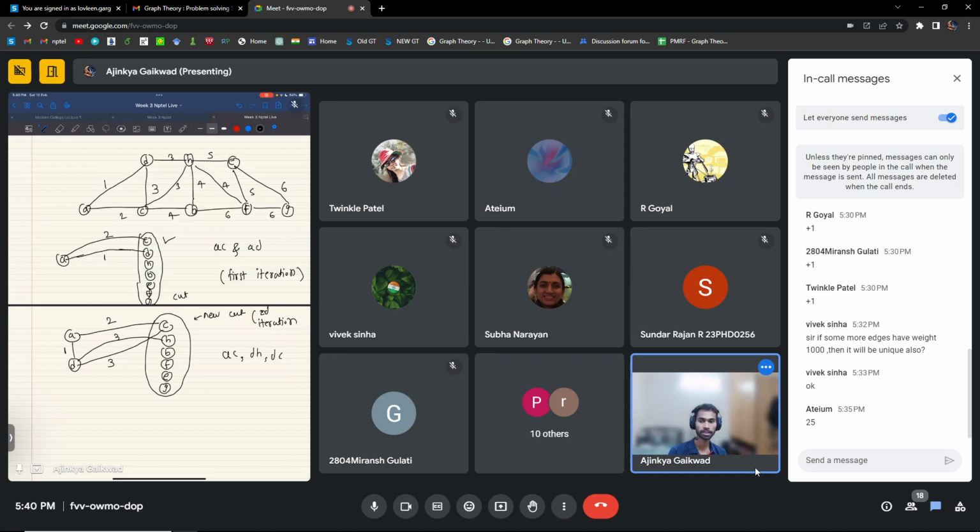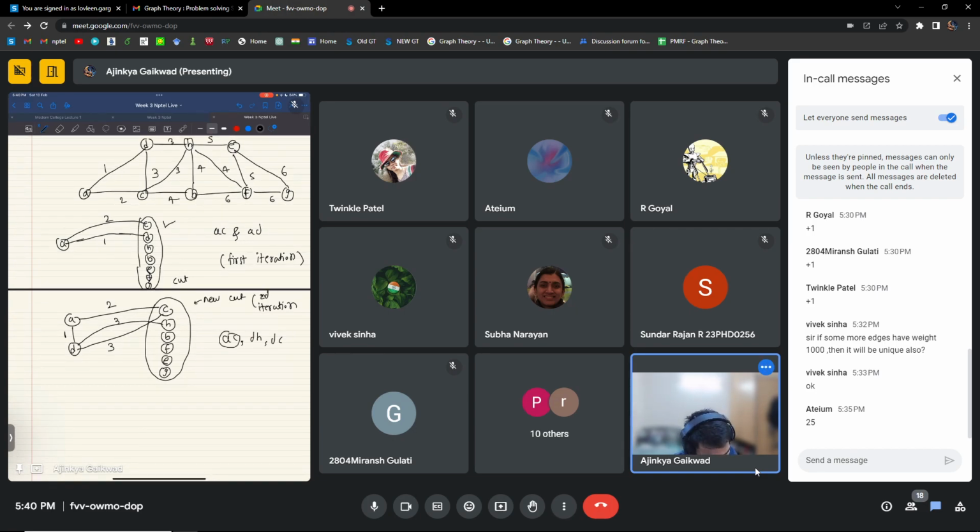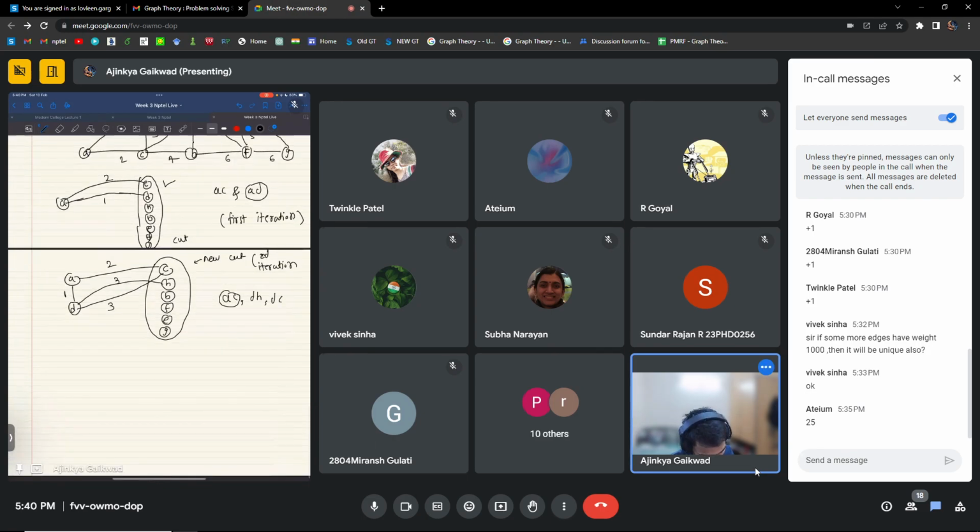Again, Prim's algorithm says to pick the one with minimum weight. Here the edge with minimum weight is AC, so I'll pick AC. I had first chosen AD. Now let's construct the new cut: A, C, and D. AD is 1, AC is 2, and let's put the other vertices on the other side: H, B, F, E, and G. So this is now the third iteration of Prim's algorithm.